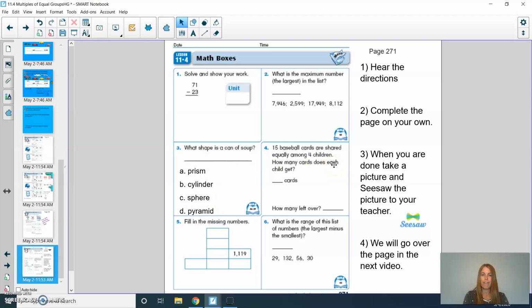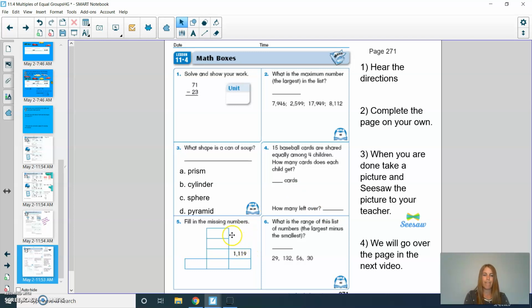For question 4, 15 baseball cards are shared equally among 4 children. How many cards does each child get? So boys and girls, I would probably draw a picture, try to make an array. If you can start with your 4 children and keep giving each child 1 until you are out of your 15 baseball cards. Then think, are there any left over? Were there some cards that weren't able to be divided evenly between the 4 children?